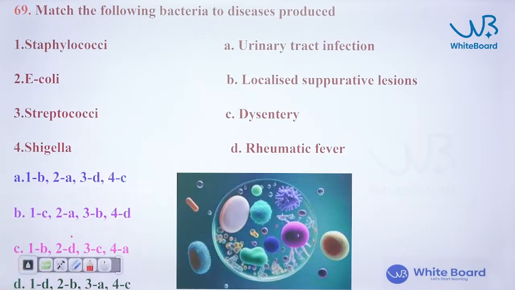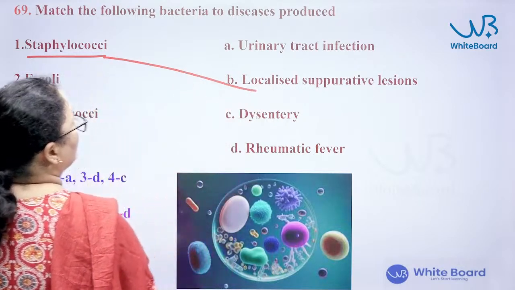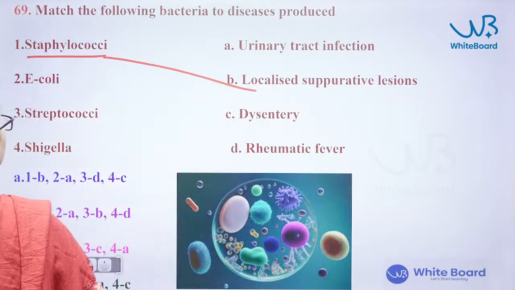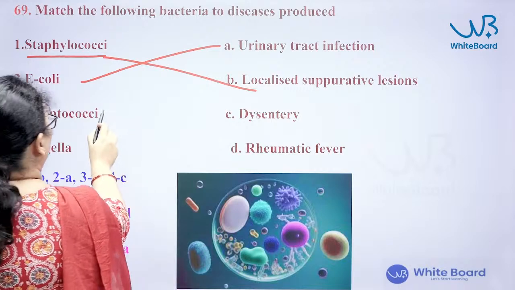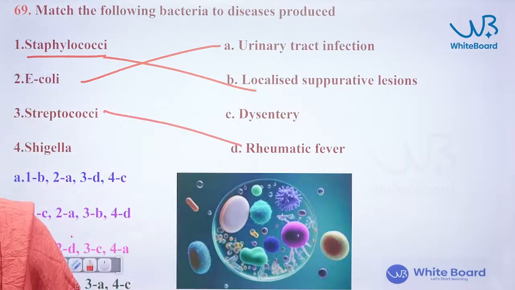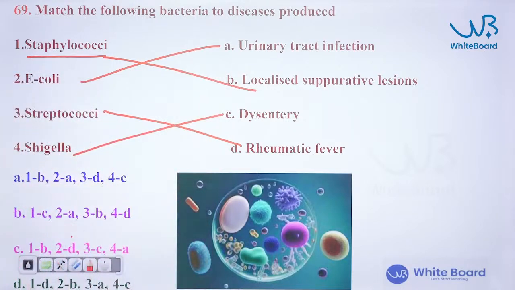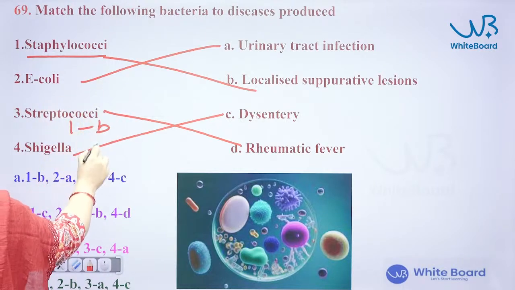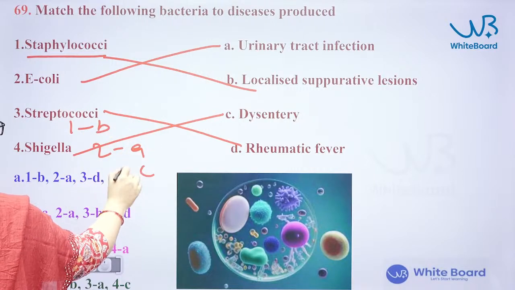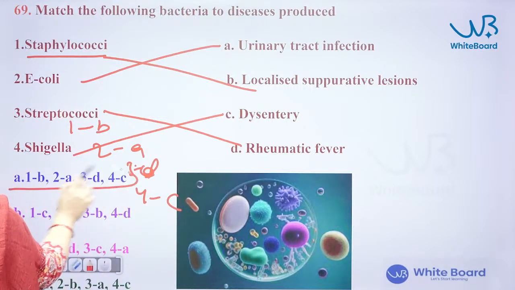Next, match the following bacteria to the diseases produced. First one, Staphylococci, localized lesions. Next, E. coli, urinary tract infection. Next, third, Streptococci, rheumatic fever. Next, Shigella, this will cause dysentery. So, first one B, second one A, third one D, fourth one C. So, the correct option is A.